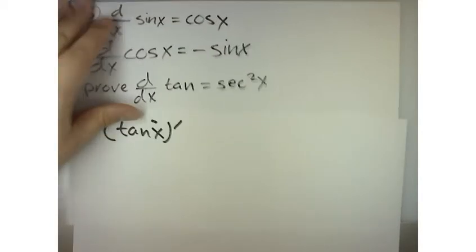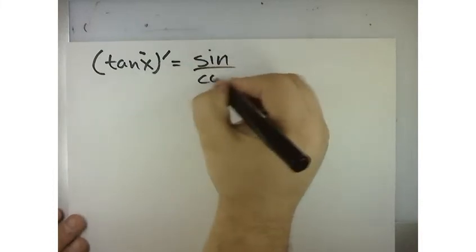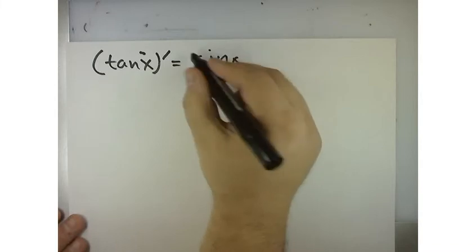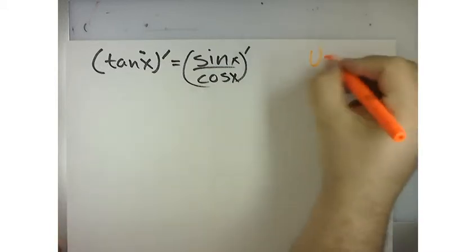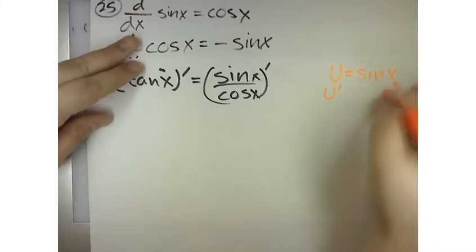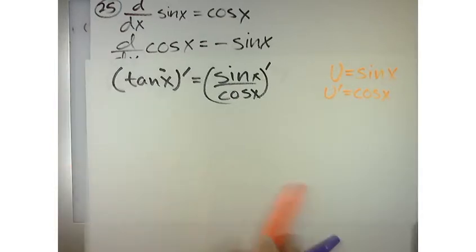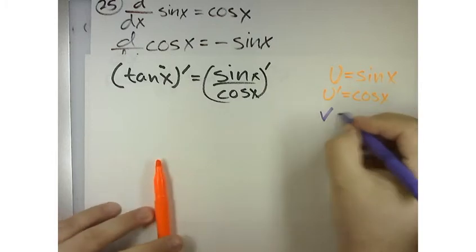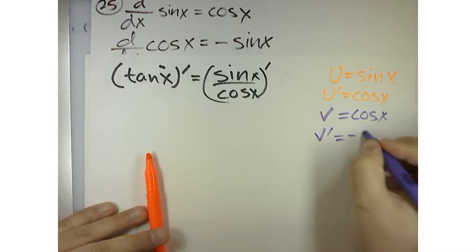Okay? Well, that means that tangent is really the same as sine over cosine of x. So we want to take the derivative of this. In order to do that, we would use the quotient rule. u is sine of x, so u prime, based on this information, would be cosine of x. And then for v, we would say v is equal to cosine of x, and then v prime is negative sine of x.